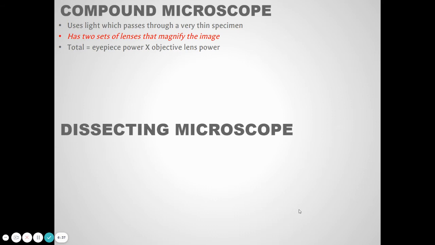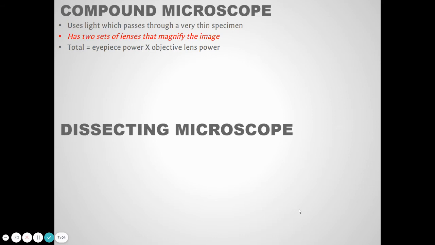And that's one of the reasons it can give a high magnification. One of the things that you're sometimes asked to do is to find the total magnification of what you're looking at. To do that, you just need some simple math. You multiply the power of the eyepiece times the power of the objective lens.